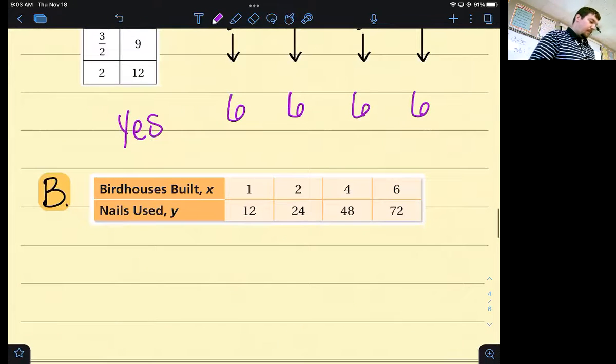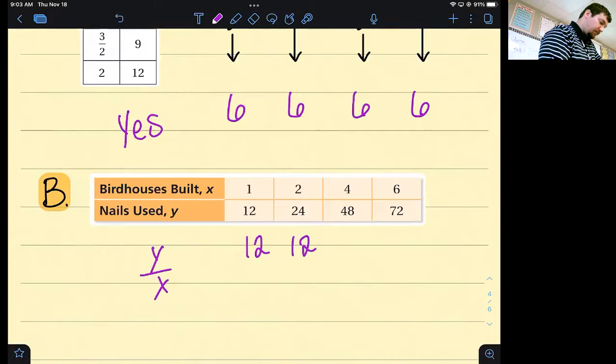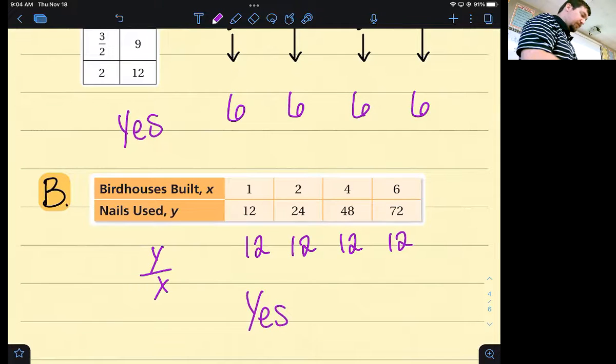Let's do another one. Now, again, which number goes on top? The x or the y? The y goes on top. It would make more sense to say how many nails I use per birdhouse and not birdhouses per nail. What's 12 divided by 1? 24 divided by 2? 48 divided by 4? 72 divided by 6? 12? This is proportional then. Yeah, that's proportional.